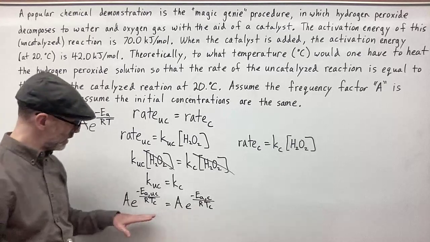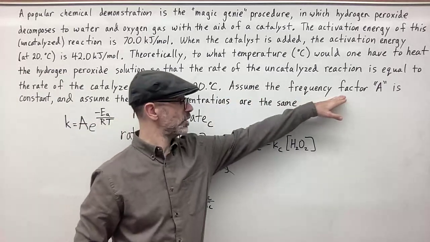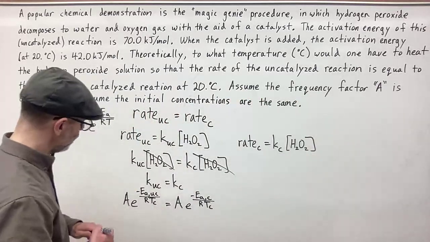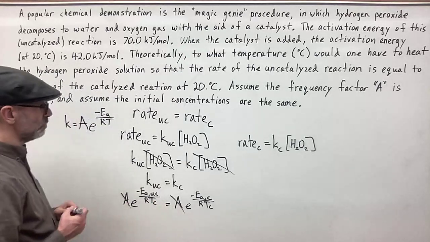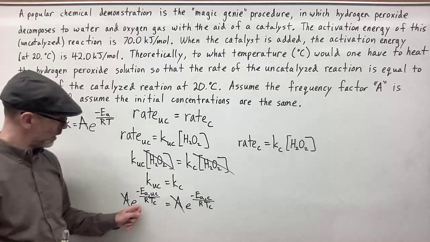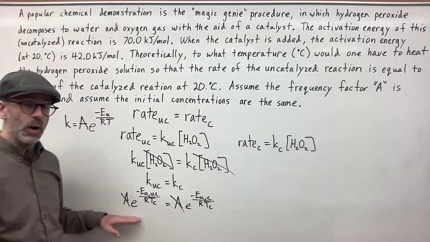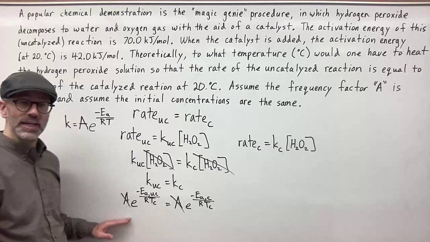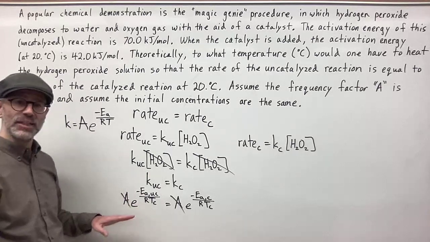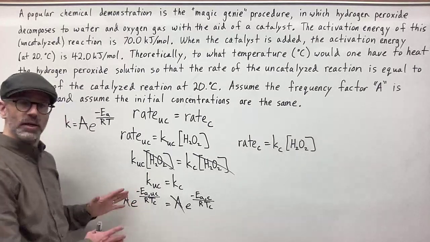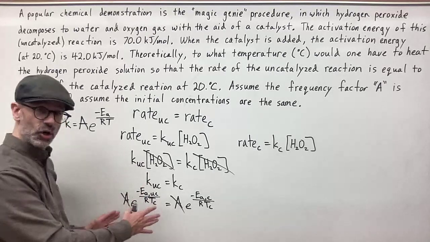So now that we have these equal to each other, look at the A. We're told to assume the frequency factor A is constant during changes in temperature. So A can cancel out. And now we have e raised to this power is equal to e raised to this power. Okay, so what do we do here? Well, what we're going to need to do is take the natural log of both sides, because if we take the natural log of e raised to some power, the e and the natural log cancel out, and the power becomes just a regular term. It's no longer a power, it's just a term.